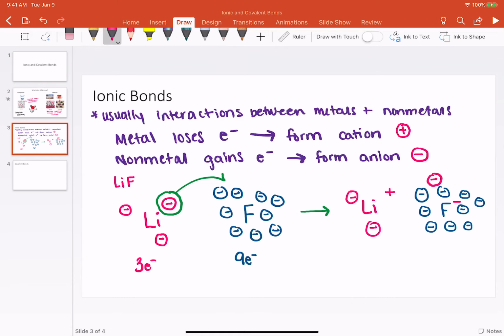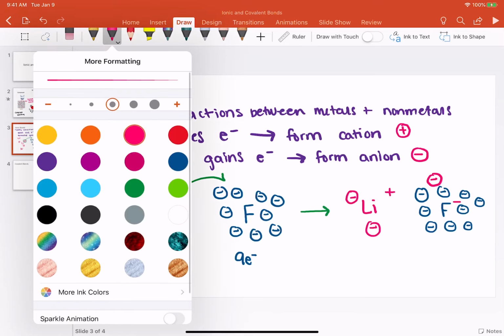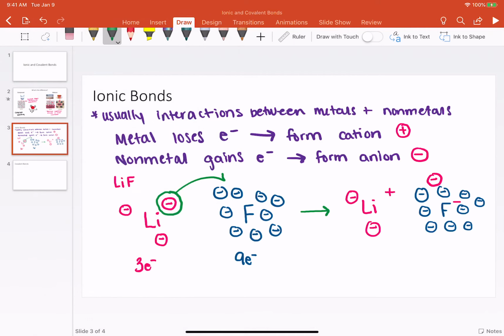And those positive and negatively charged particles are what we call ions. So remember, ions are positively and negatively charged particles, and they are positively or negatively charged because they have a different number of electrons than they would in their neutral form.